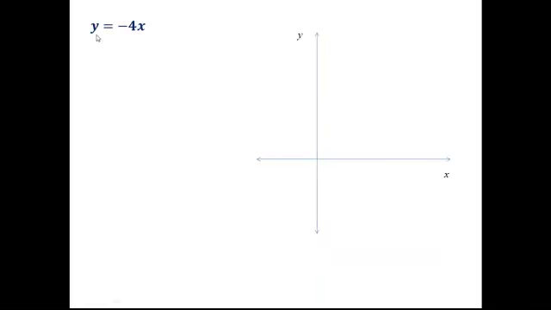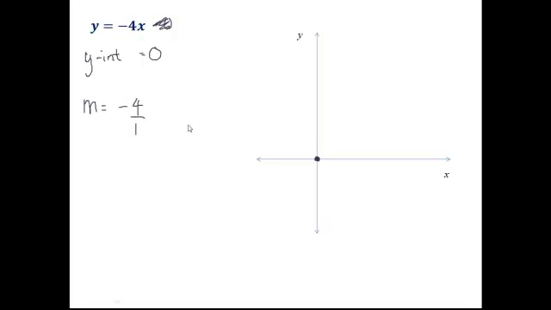Okay, second example, y is equal to -4x. So in this case, the y-intercept is just 0, because this technically is plus 0, but obviously we don't have to write that in. So the y-intercept is 0, so that means it's going through the graph at (0, 0). Now the gradient in this case is equal to -4, and as a fraction that's -4 over 1.